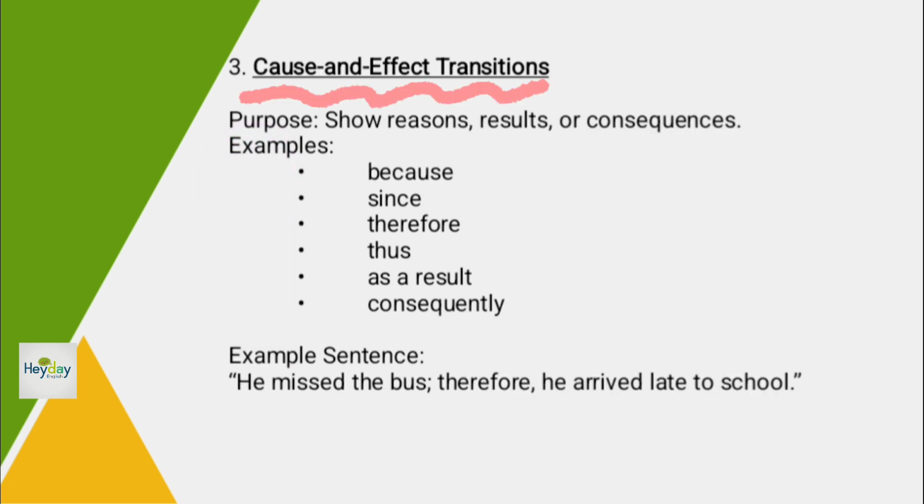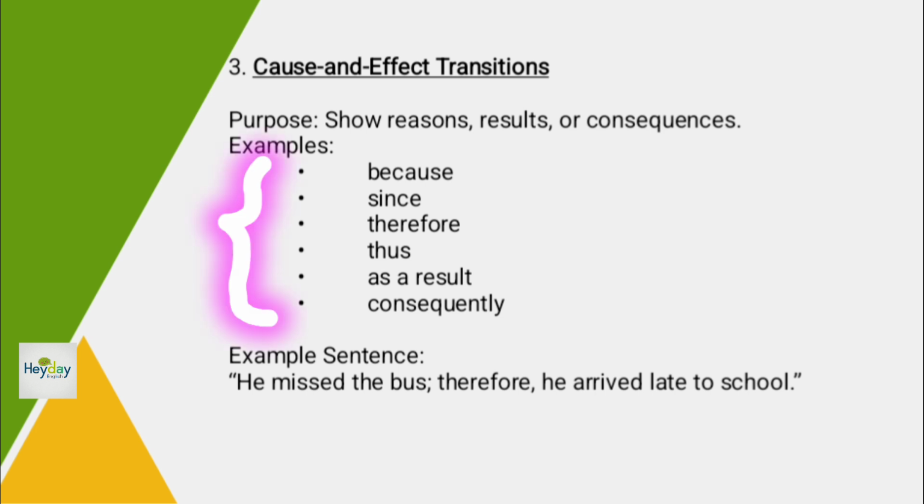Now, let's look at cause and effect transitions. These show why something happens and what the result is. Here's an example. He missed the bus, therefore, he arrived late to school. Therefore shows the consequence. You can also say because, since, thus, as a result, or consequently.